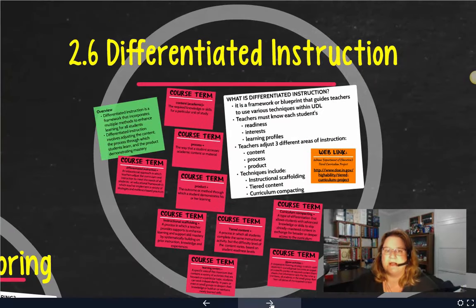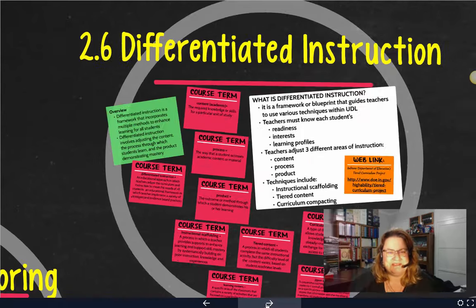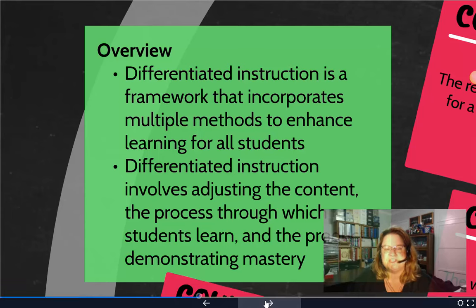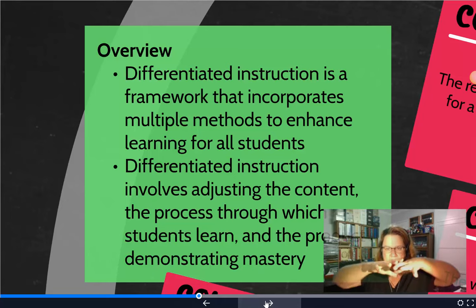Okay. Wow, differentiated instruction. Look at all these course terms. Oh, it's crazy. Yeah. But we'll get through it. Now, differentiated instruction is a way of saying it's instruction, but it's different, right? They basically do one, say this is what we're going to do, and then they explain it, and then they try to separate it out.